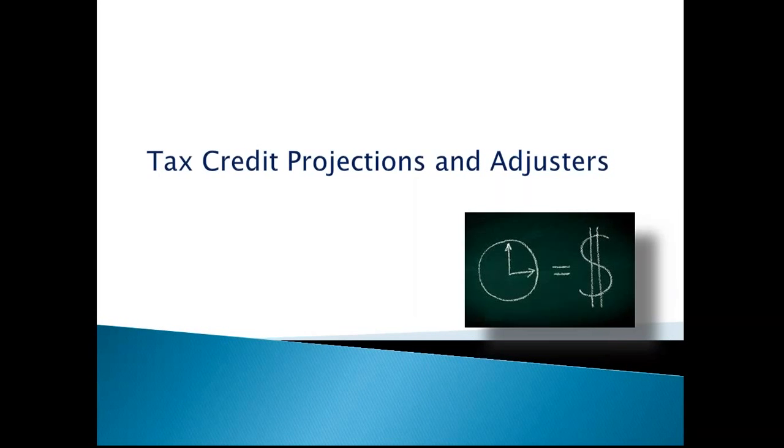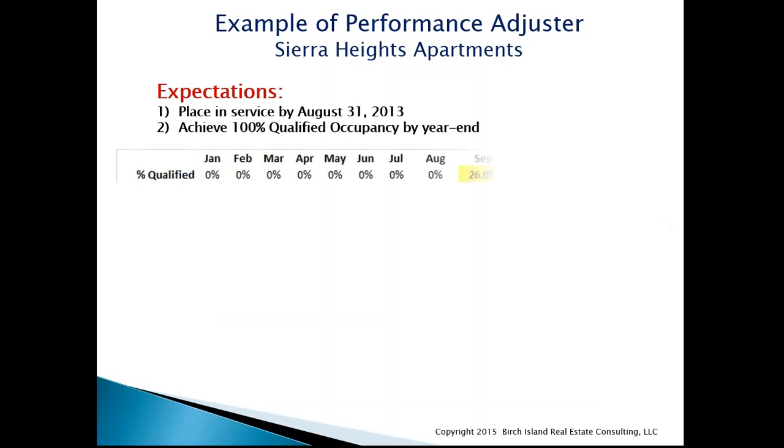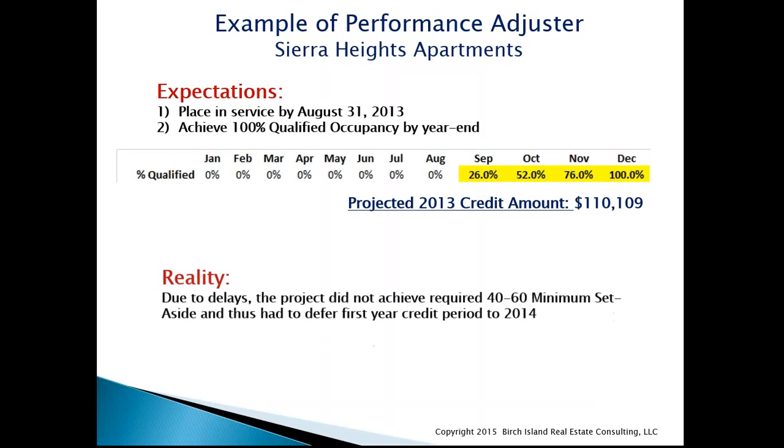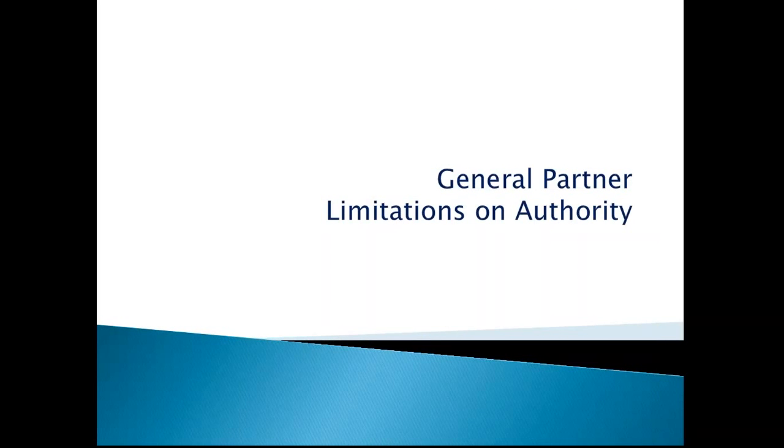We'll also look at tax credit projections and adjusters, and there's a great example here where a project is projected to deliver roughly $110,000 in low-income housing tax credits in 2013, but the reality is there were construction delays and lease-up delays, and now there's zero credit being delivered in 2013, so there's an impact to the investor's credit. The developer, the general partner, will lose roughly somewhere around $107,000 in this example.